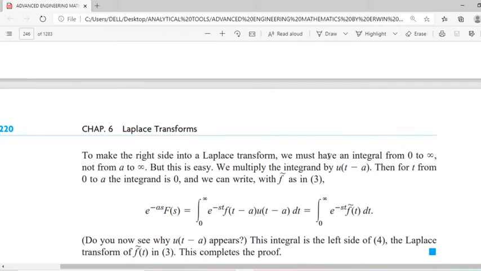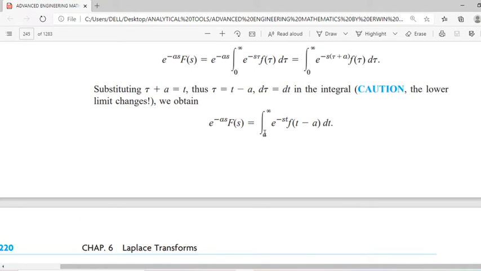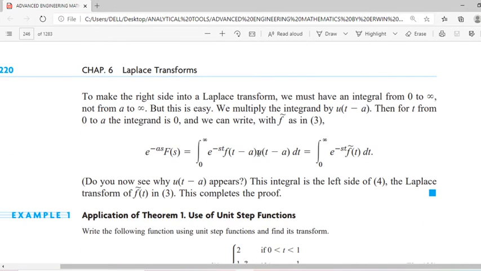So instead of writing integral a to infinity, we can write integral 0 to infinity. At the same time, from 0 to a we should have 0, so we can use this function here. If we consider this function, then the result will be the integral from a to infinity of e raised to minus s t f of t minus a. So instead of that, we can write integral 0 to infinity of e raised to minus s t f of t minus a into u of t minus a. So this is actually the integral 0 to infinity of e raised to minus s t f tilde of t dt.